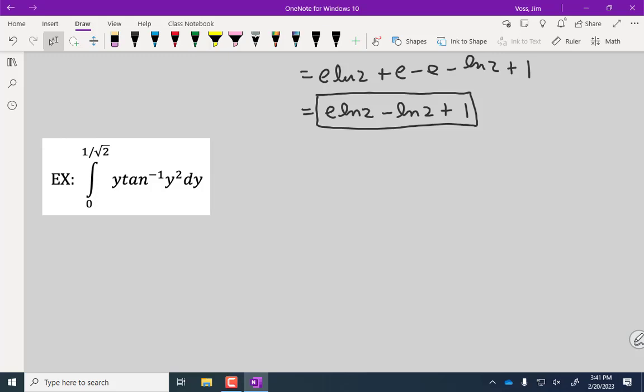Okay, here's another one. Definite integral. We certainly have a product here. We have the function y, and we have the function arctangent of y squared. So we have a product of two functions. We don't know how to integrate inverse tangent. Inverse trig functions, we know how to differentiate, but we do not know their antiderivatives. We do not know the antiderivative of arctangent. We know its derivative, but not its integral. So that means it's going to go with u.